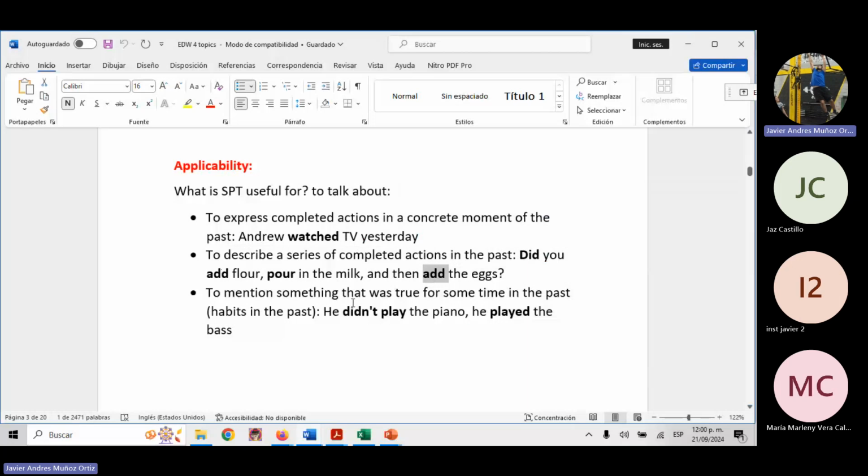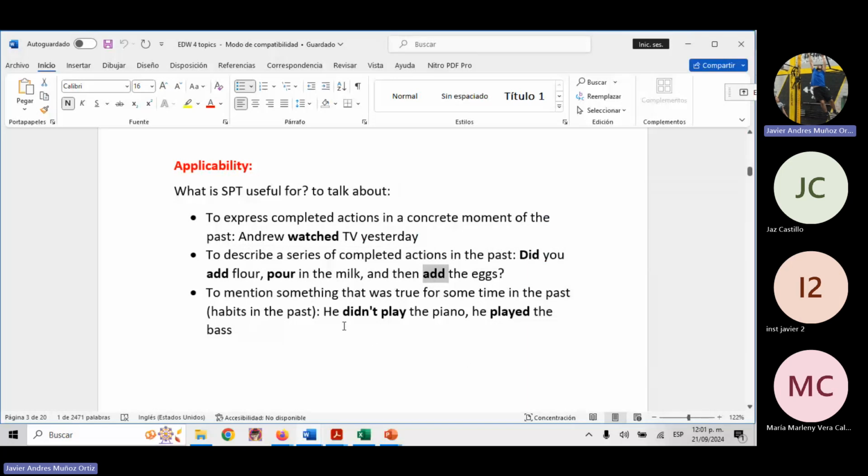And the third reason why we study simple past tense is to mention that something was true for a period of time in the past. So started in the past, ended in the past again, but lasted for a period of time, for 1 month, for a year, for a decade, for a century, I don't know, for a period of time, but started and ended in the past. So this is why we study simple past tense again.